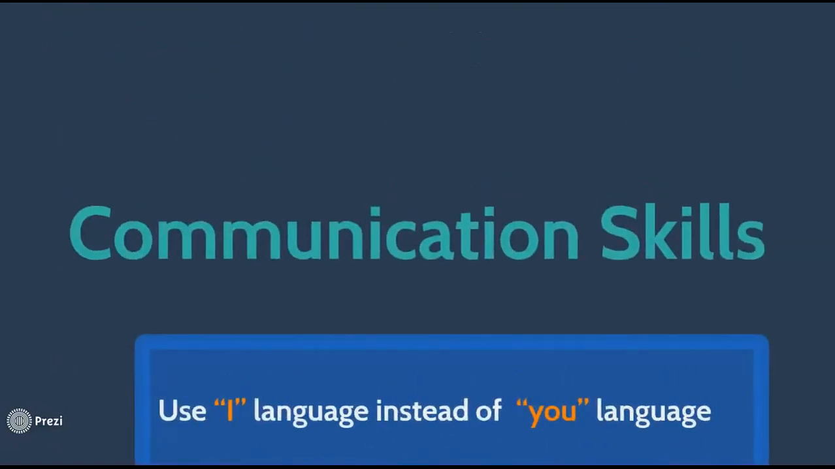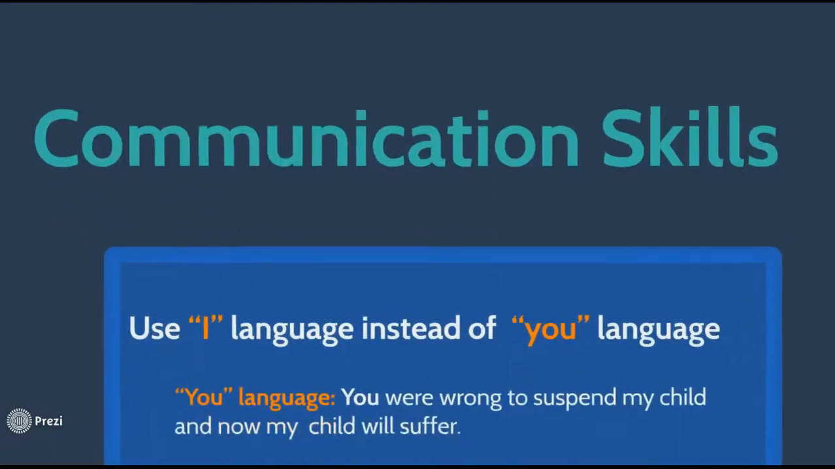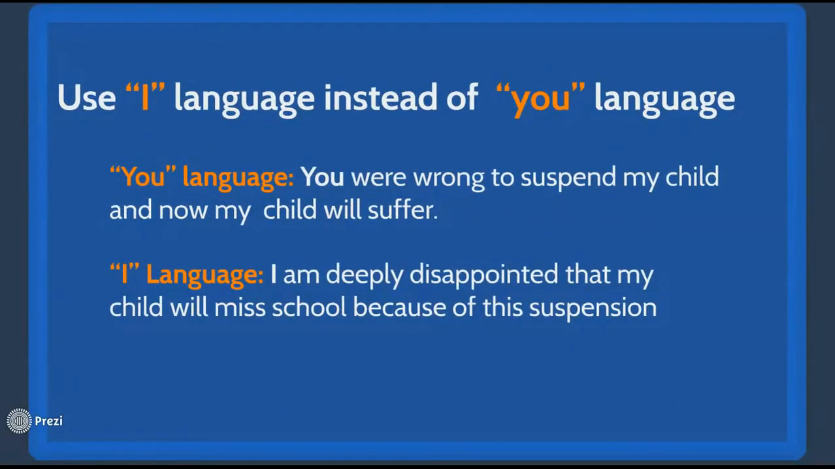When communicating with your child's educators, it's important to use I language instead of you language. This means that when speaking, you only discuss your perspective and understanding. Here's an example. The first statement says, "You were wrong to suspend my child, and now my child will suffer." This is you language. It puts the focus on the other person instead of yourself.